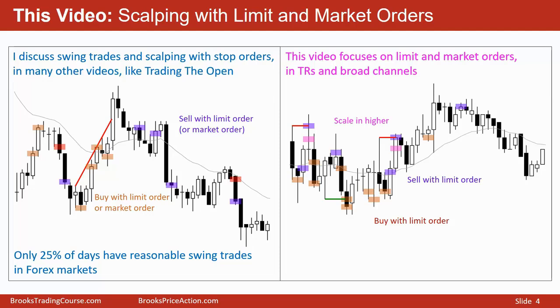25% of the days you'll have reasonably good swing trades. But if you're a day trader, you're not looking to trade just 1 or 2 days a week. You're looking to trade every day. And if you're going to be doing that, you're going to be entering with a lot of limit orders.